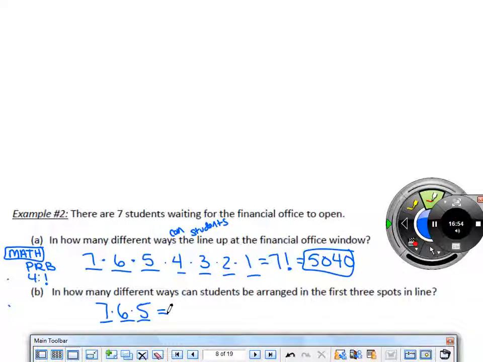Okay? Notice it's kind of like part of this, but it's like it's cut off this other part right here because we only cared about the first 3 spots and not the rest of them. Okay? So first of all, the answer to that is going to be 210. Okay, so it's going to be 210, all right?